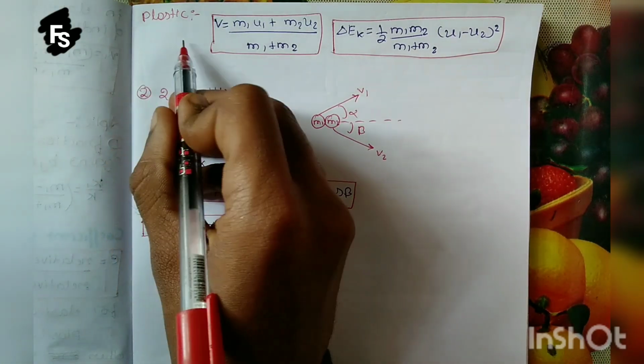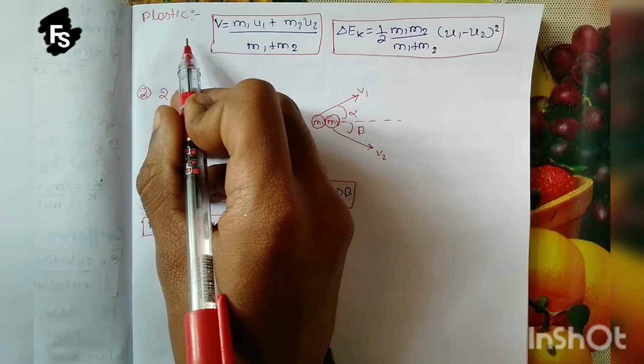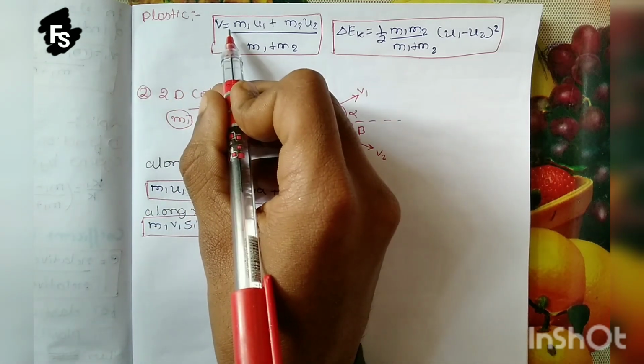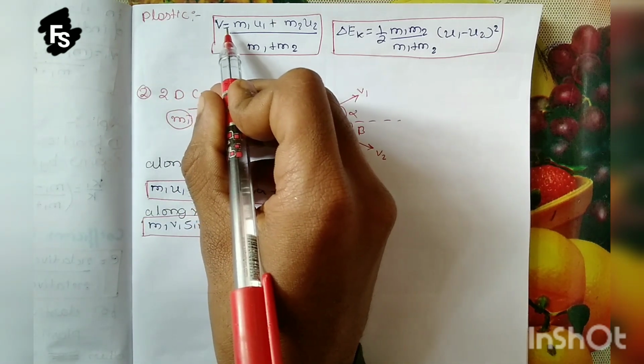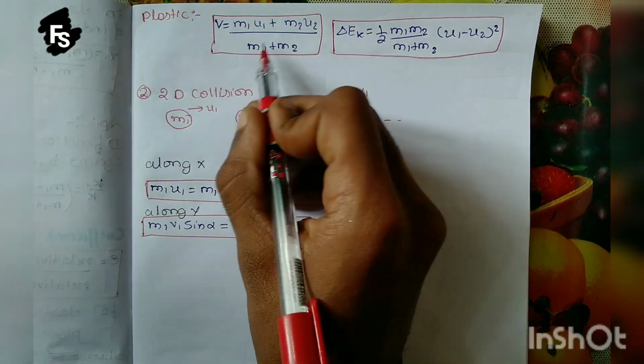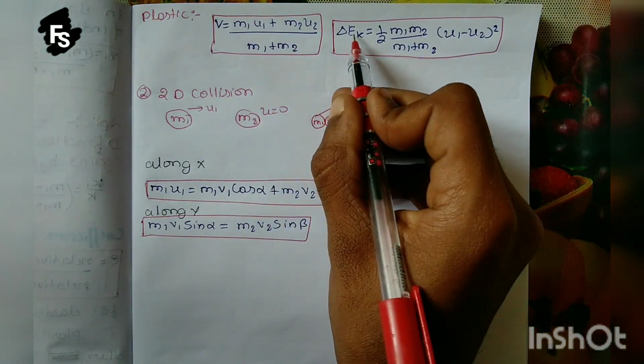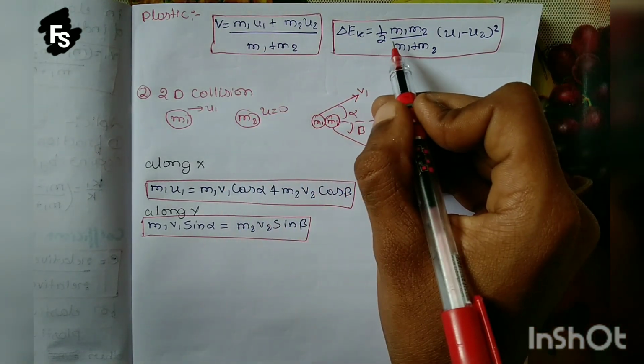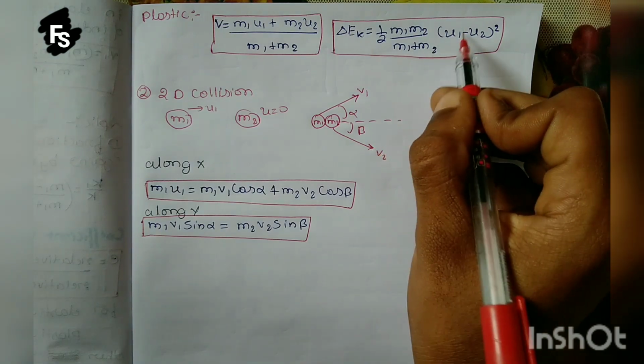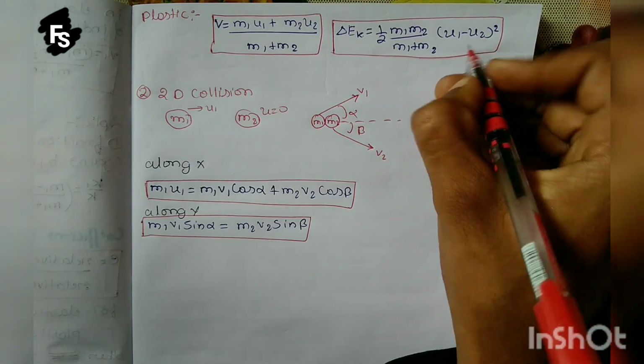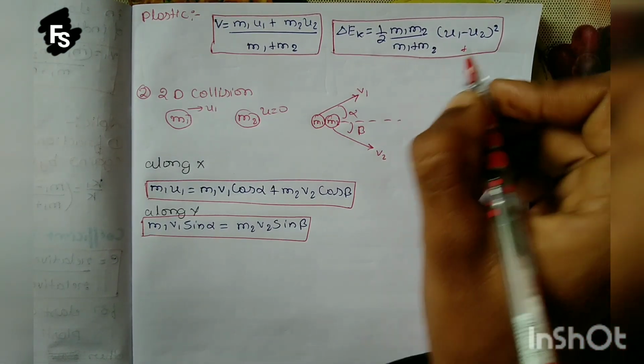Next come to plastic collision. In plastic collision, if you have to find the velocity after collision, the velocity is equal to (m1 u1 plus m2 u2) by (m1 plus m2). Then loss in kinetic energy is equal to 1 by 2 m1 m2 by (m1 plus m2) into (u1 minus u2) whole square. If in opposite direction, this minus is changed to plus.